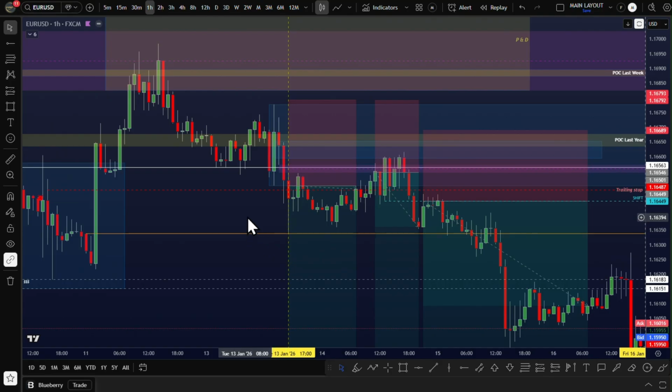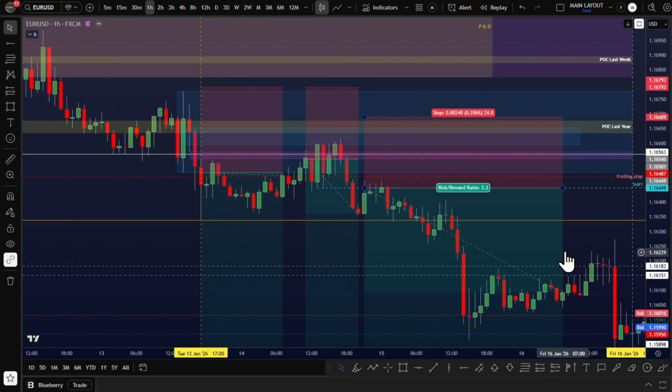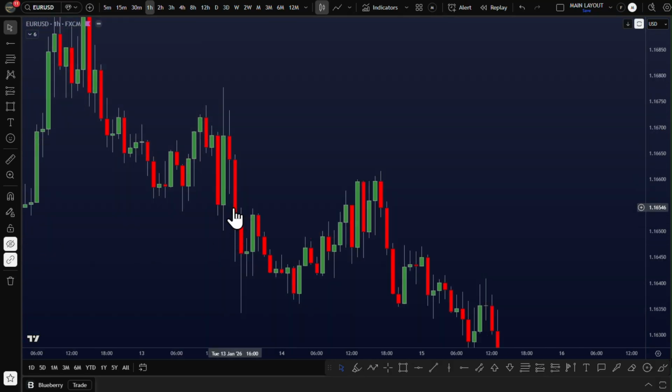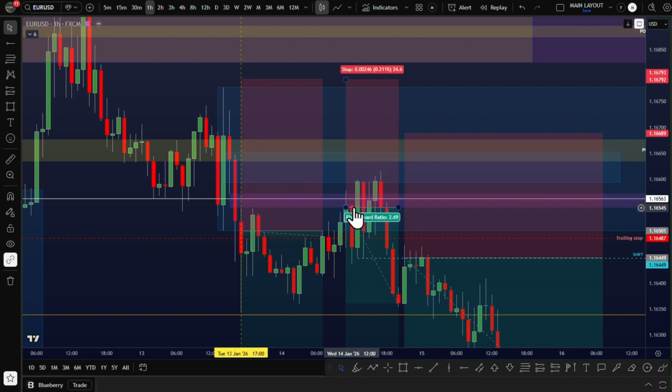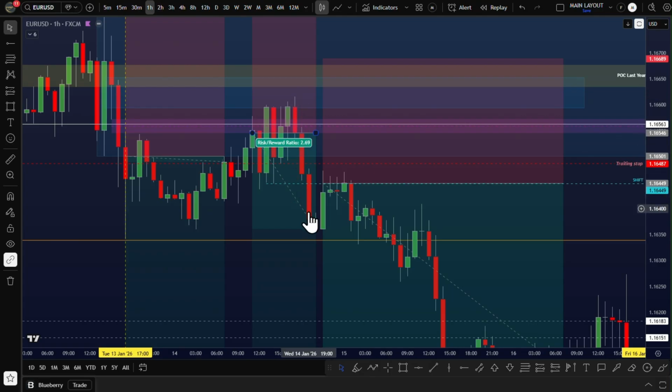I zoom in and get my second entry. My second entry was on this imbalance zone. You see, I put the sell limit around here, so that's why I put my second entry. And then my third entry was here. We see we break this low. We have a shift of structure.